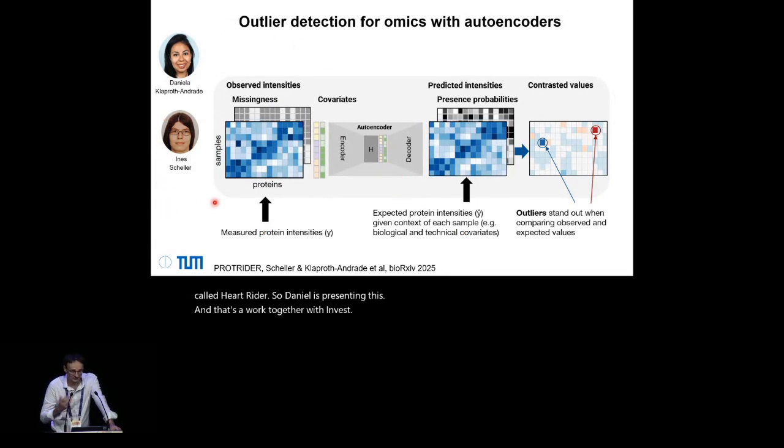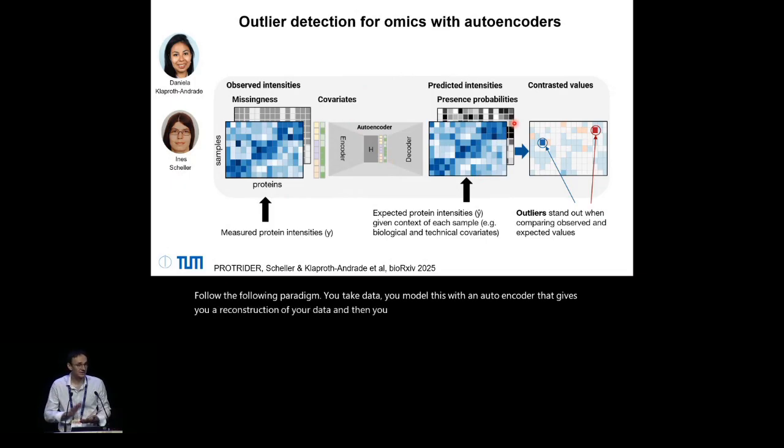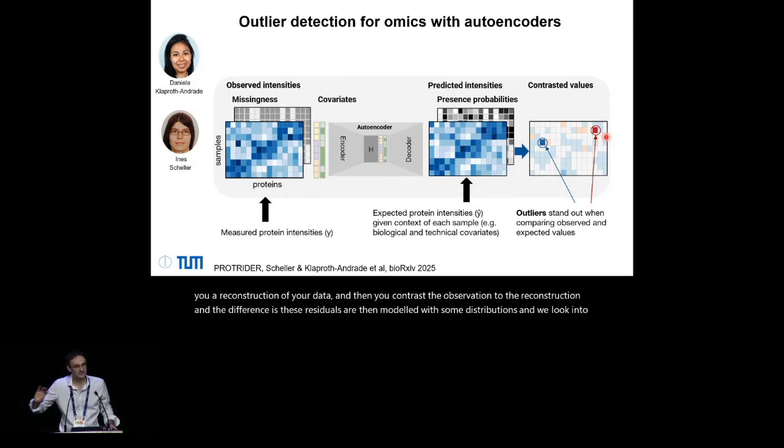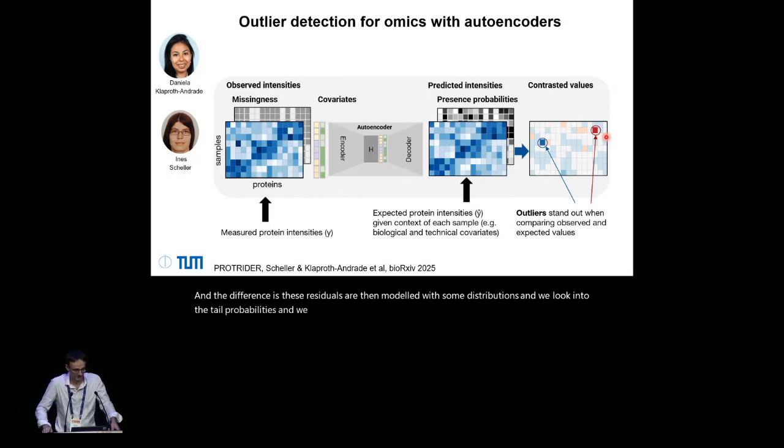And so the idea that we have followed along the years is to follow the following paradigm. You take data, you model this with an autoencoder that gives you a reconstruction of your data, and then you contrast the observation to the reconstruction. And the differences, these residuals, are then modeled with some distributions, and we look into the tail probabilities, and we identify there the events, the extreme events.